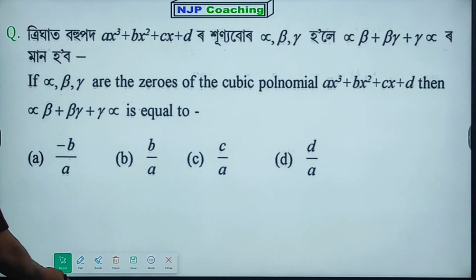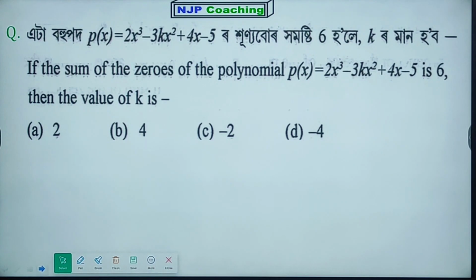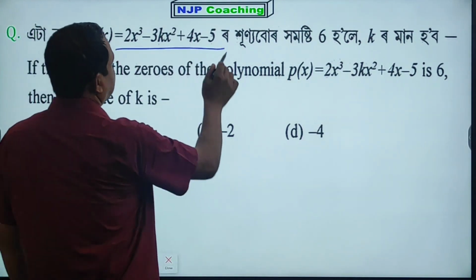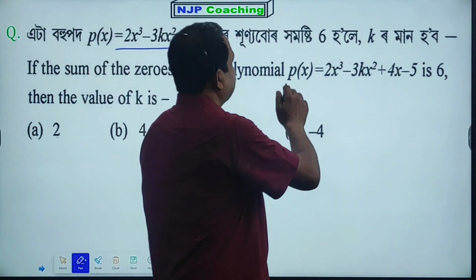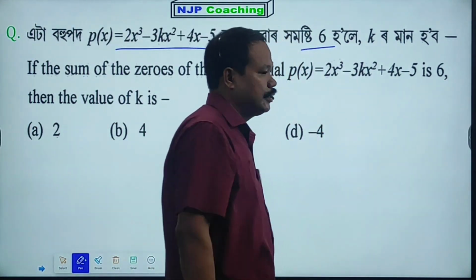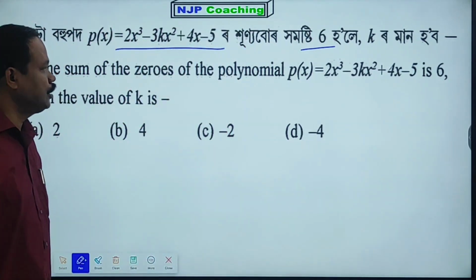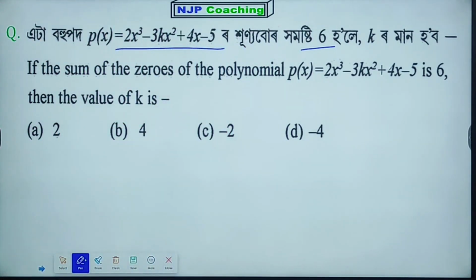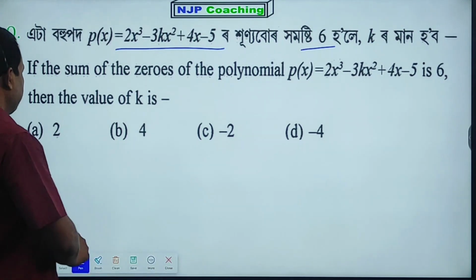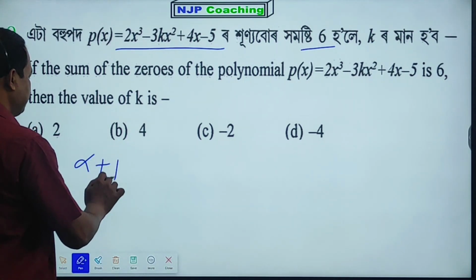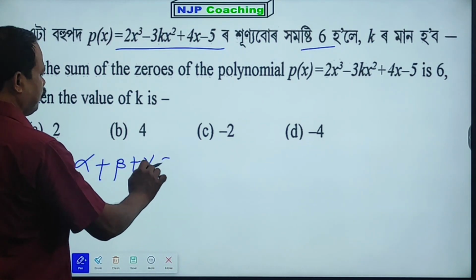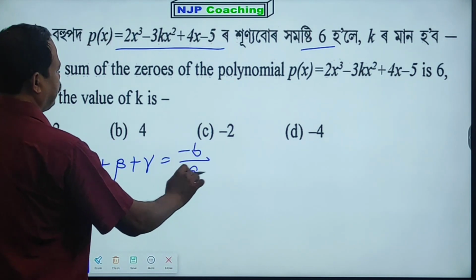Next. This is the next question. A cubic polynomial is given, sum of the zeros is 6. We have to find the value of k. Okay, what is the sum of the zeros of a cubic polynomial? Minus b by a.